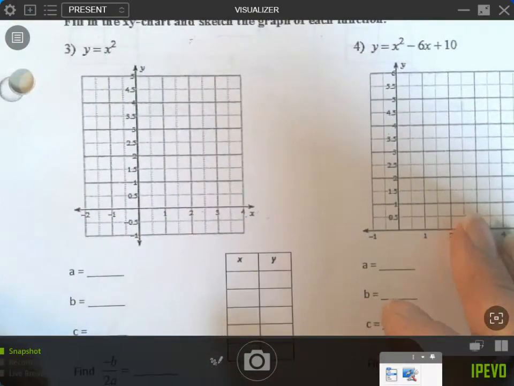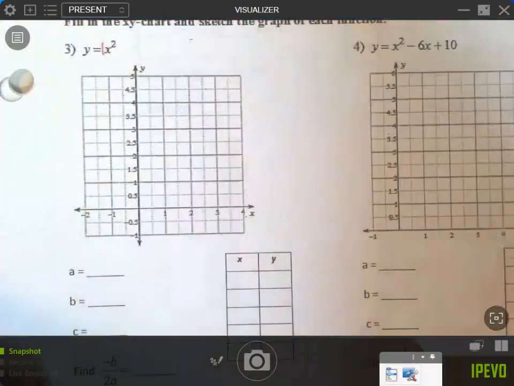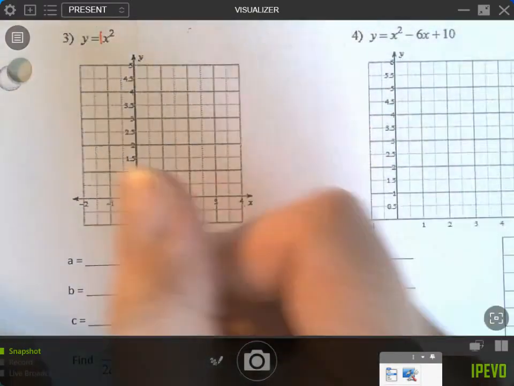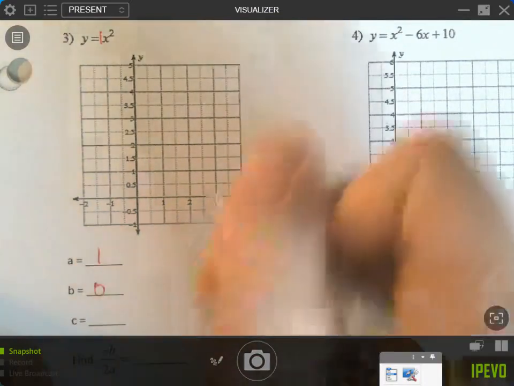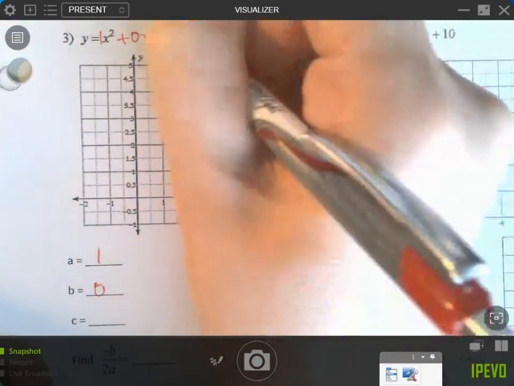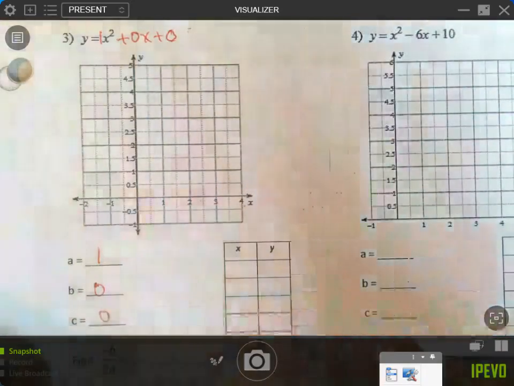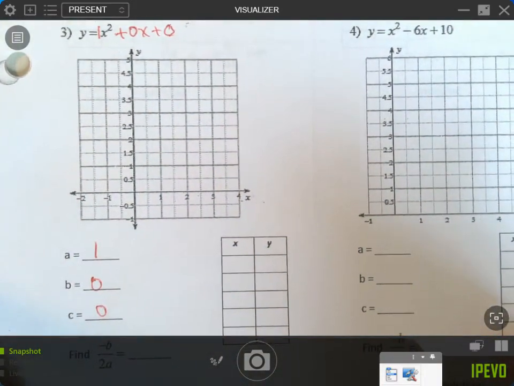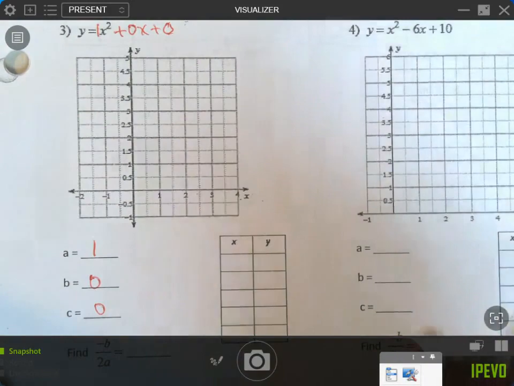Real quickly, is this in standard form? Yeah. A is 1. What's B? 0. B is 0 because there's 0 x's here. And what's C? 0. Yeah, C is also 0. Okay. I've got my A, B, and C.